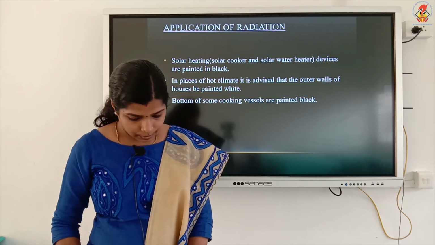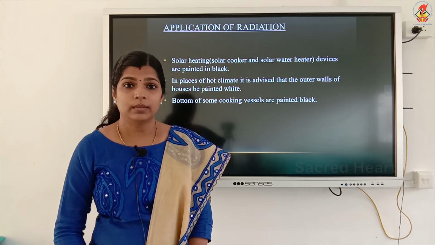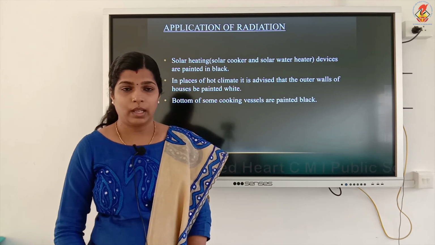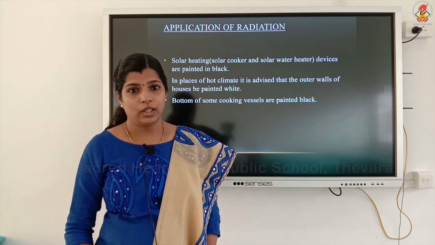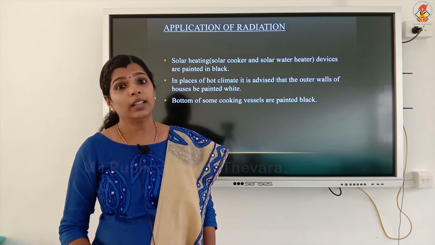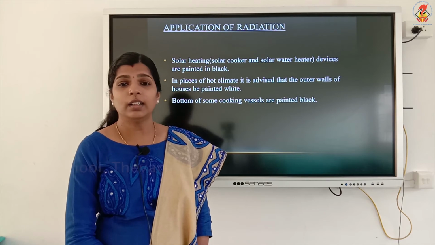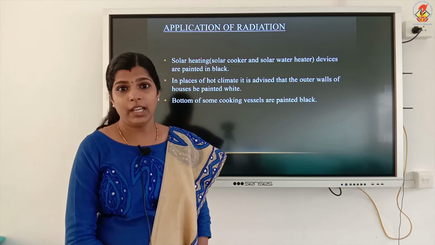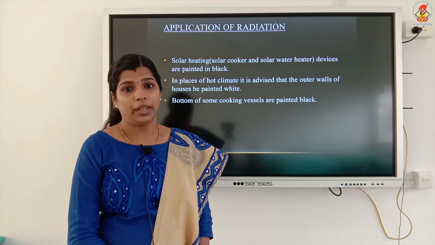Then, what kind of clothes do we wear in summer? In summer we wear light colored clothes, because they reflect the sunlight. What about in winter? In winter we wear dark colored clothes, because dark colors absorb more heat and light colors reflect more heat.